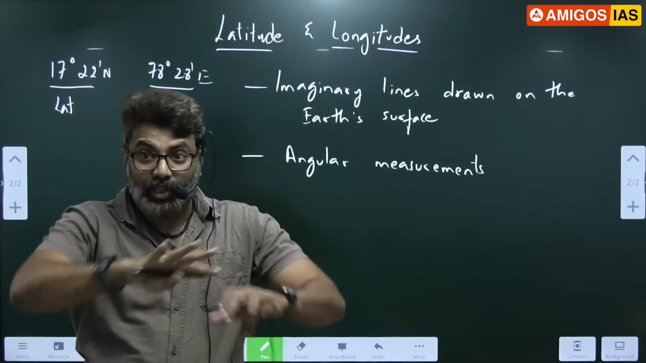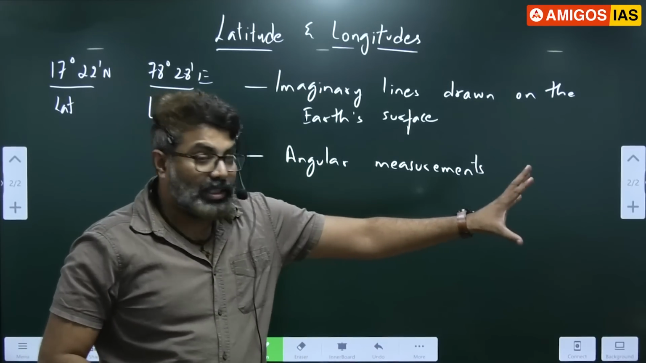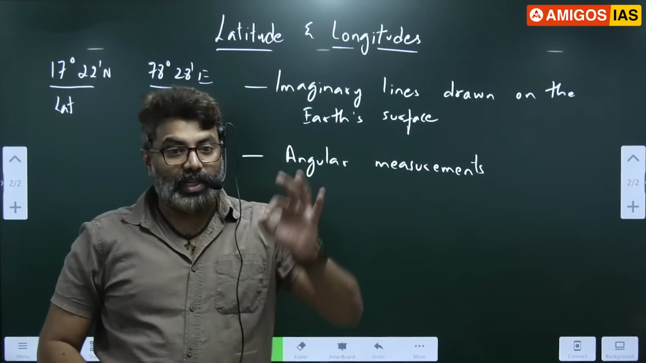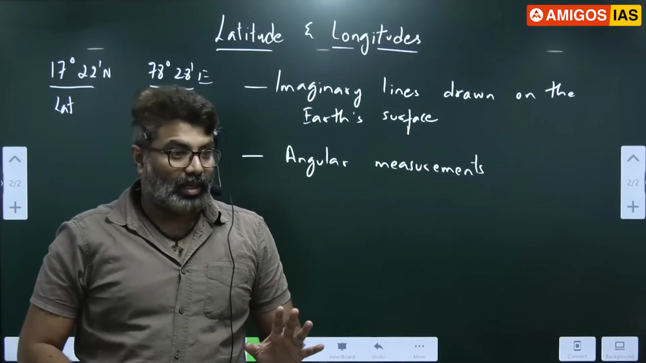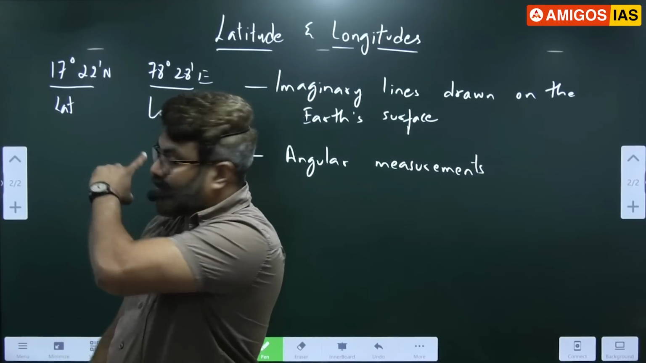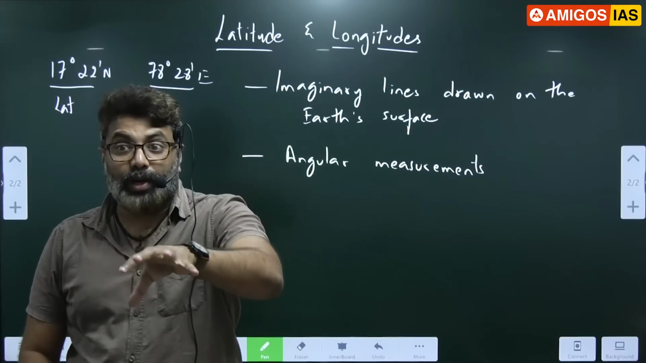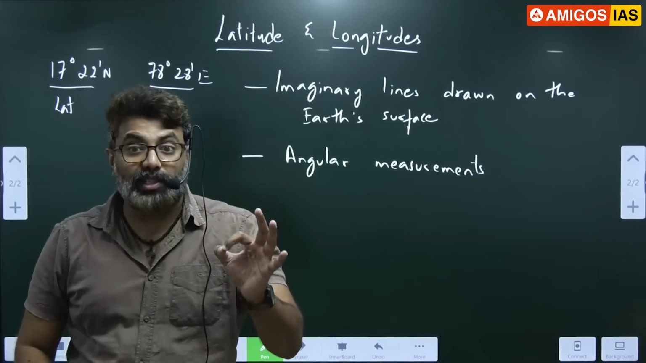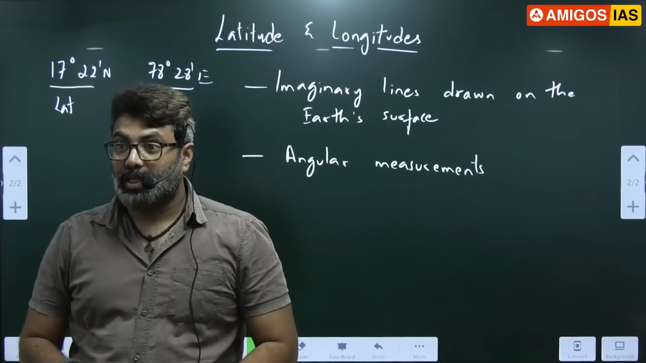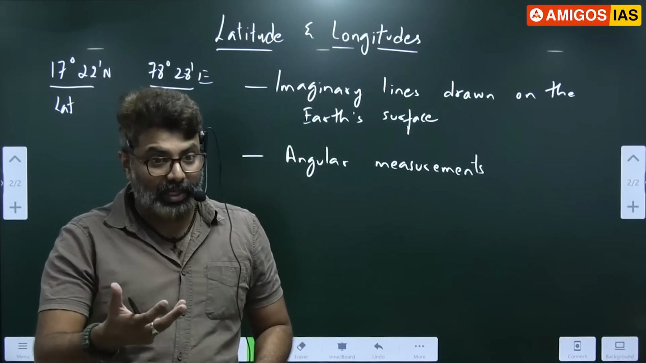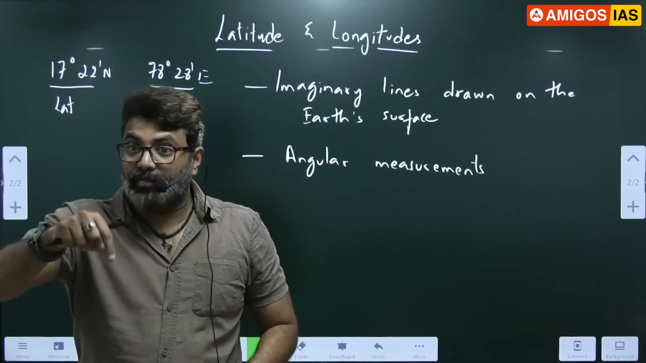Just like that, on the earth, every place has certain numbers, whether on land or water. With the help of these numbers, we can locate that place using GPS, Global Positioning System. GPS is a device, an instrument, a technology of identifying places on earth.